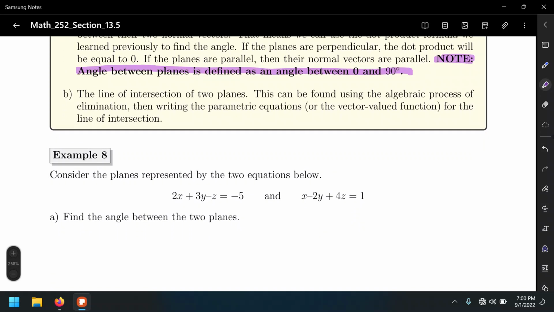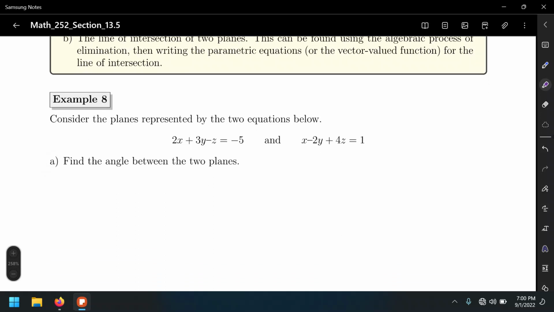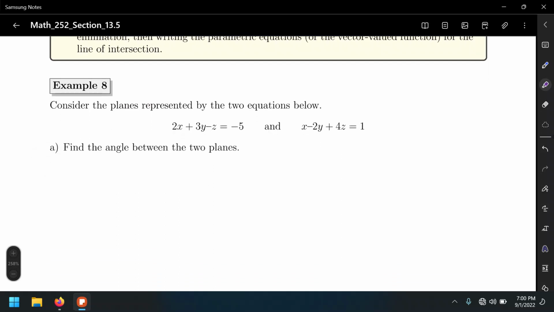And the second piece of information, well, that was for finding the angle between the two planes. But to find the intersection of the two planes, that line of intersection, this is found by solving a system of equations. You'll see how that works when we get to that part. So we have a couple of planes here: 2x plus 3y minus z equals -5, and x minus 2y plus 4z equals 1. Number one, they're asking us to find the angle between the two planes.